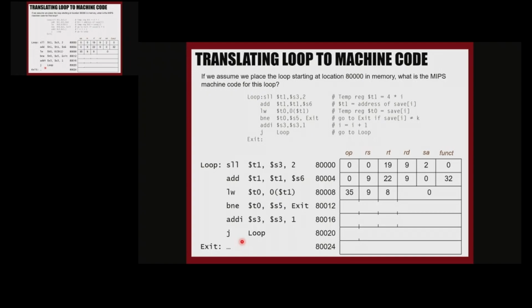Okay. So can you tell me, that's the next question, what would be the number if I wanted to jump back to loop? If it was BNE T0, S5, loop. I explained exit one more time, and I expect you guys to answer loop one more time.